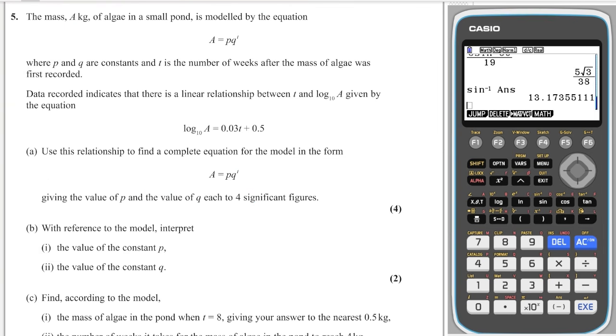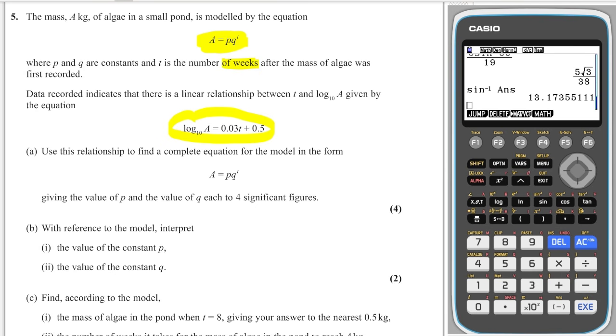Okay, classic log graph modelling here. We've got mass of algae in a small pond, and we've got this equation here. P and Q are constants, T is the number of weeks, that's important, and the mass of algae was first recorded. Data shows there's a linear relationship, and you have this equation here. Then use this to find a complete equation for the model.